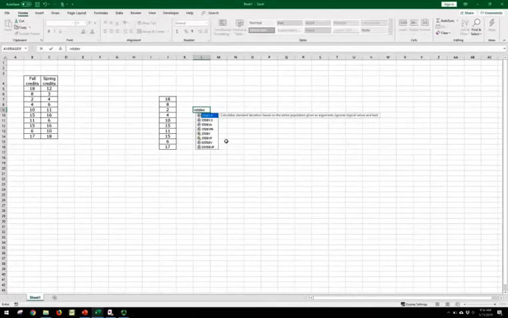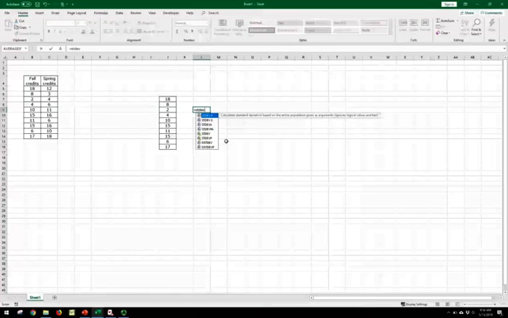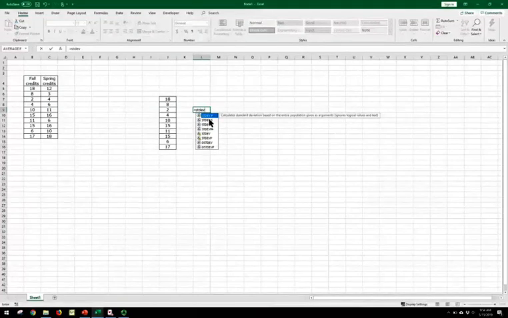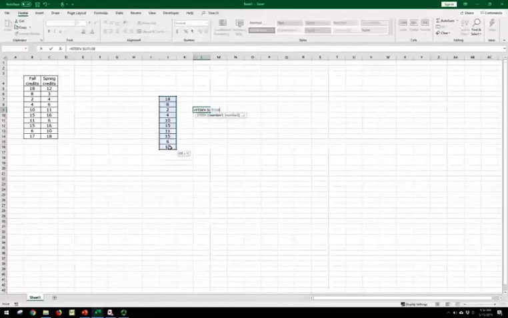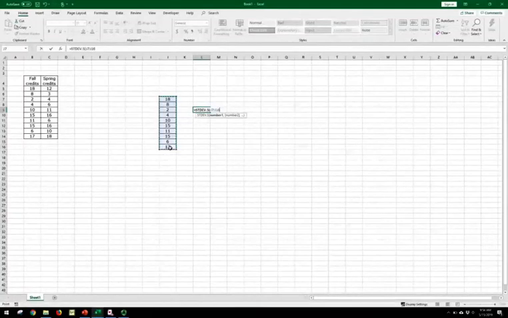STDEV, and we have two choices. STDEV.P is the population standard deviation. STDEV.S is the sample standard deviation. We want sample standard deviation. Double click, then block the numbers and close the parentheses.